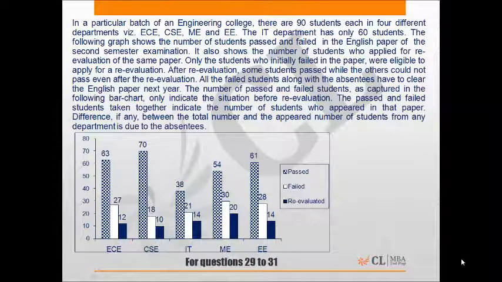In a particular batch of an engineering college, there are 90 students each in 4 different departments, namely ECE, CSE, ME and EE. The IT department has only 60 students. That means in all there are 5 departments.